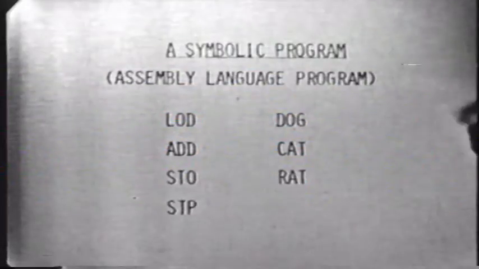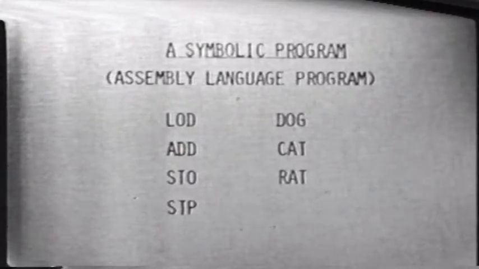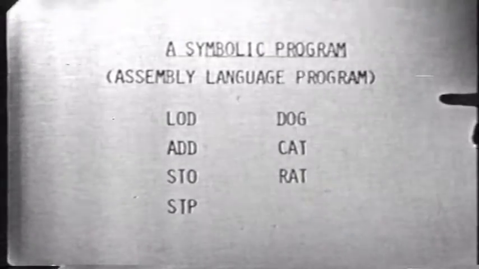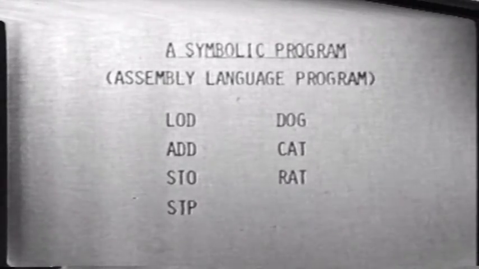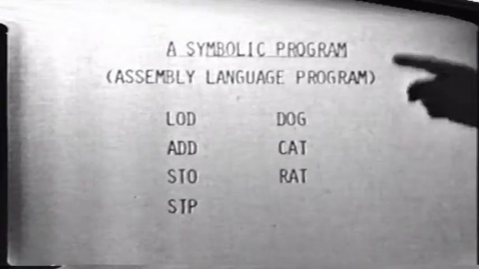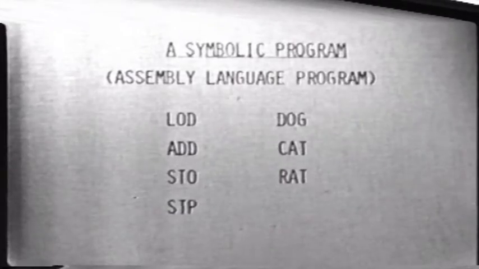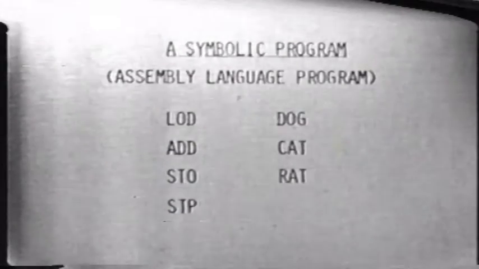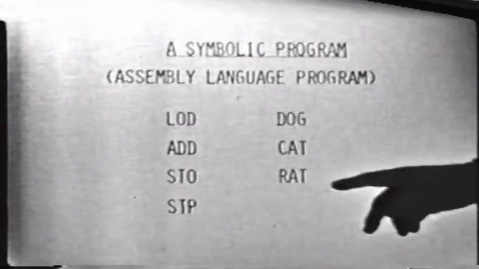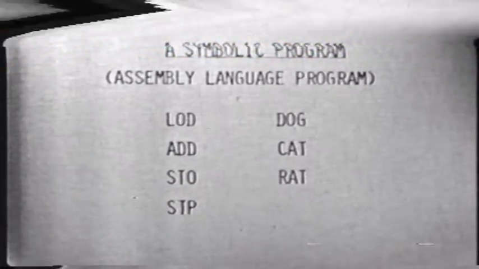Now, a symbolic version of this same program might look like the following. Load the contents of a location whose name is dog, add the contents of a location whose name is cat into the accumulator. Recall that the contents of dog was put into the accumulator by the load instruction. And finally, store the contents in a place called rat, followed finally by a stop code.